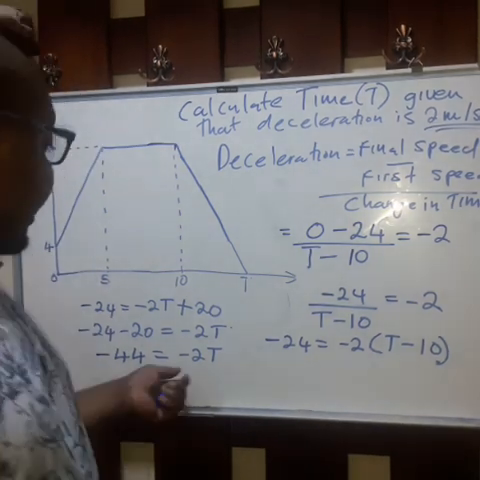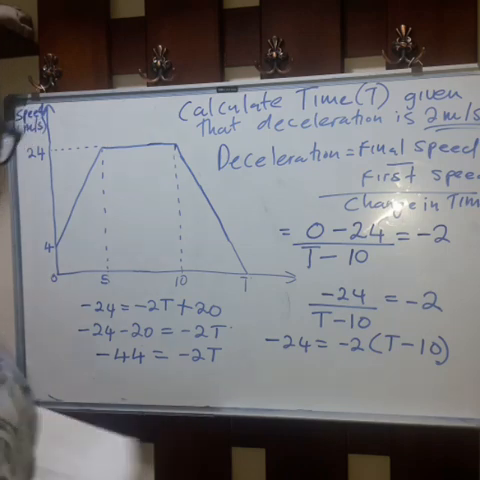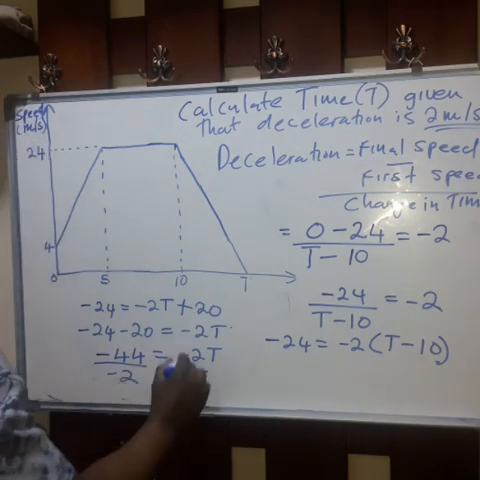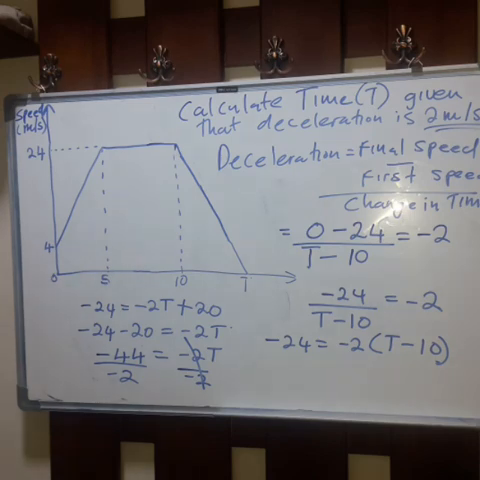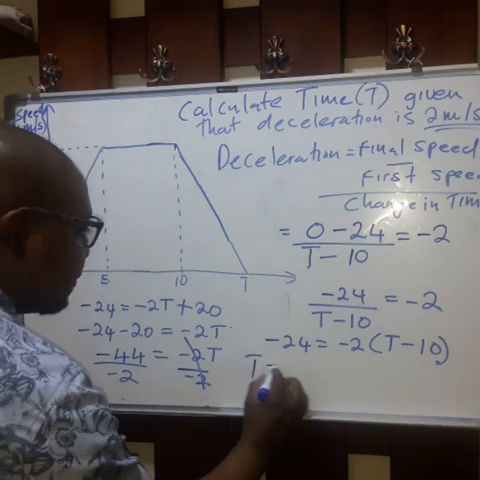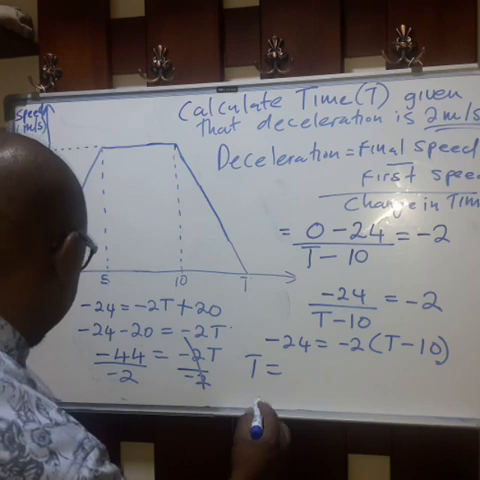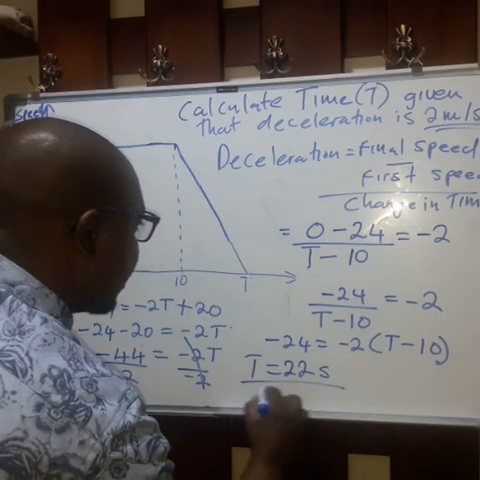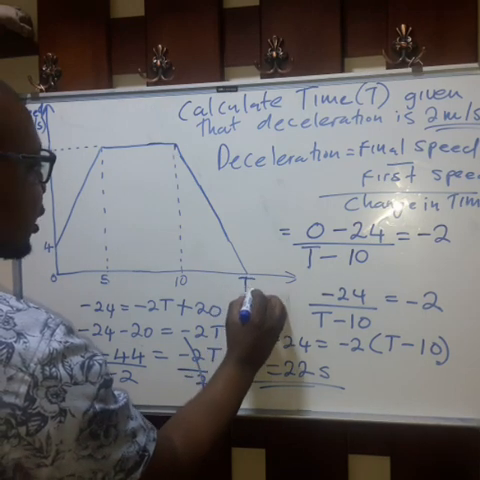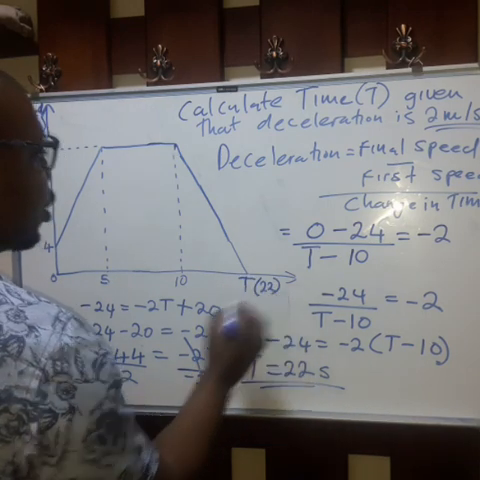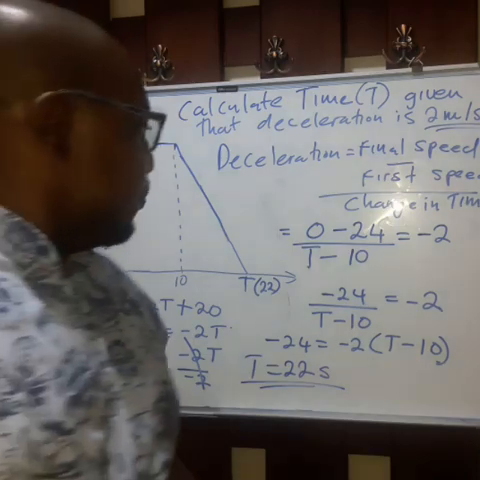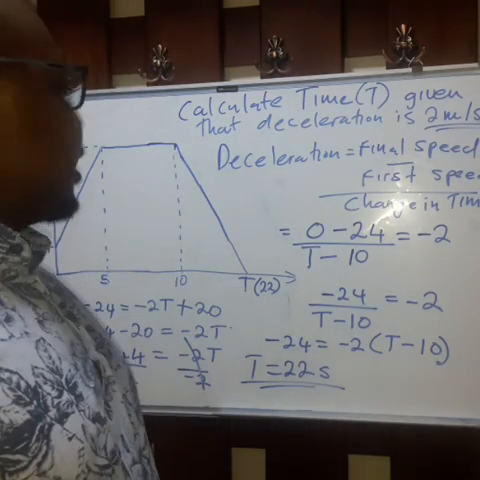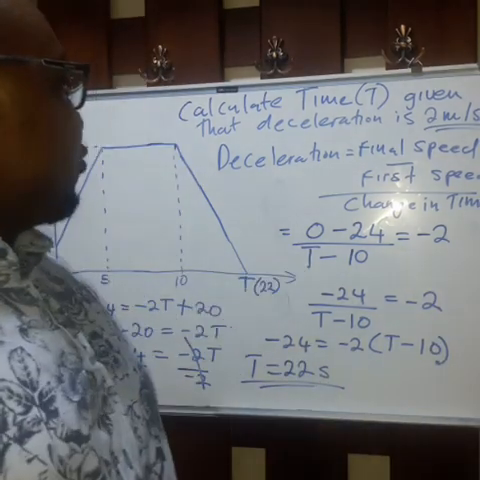How do I do that? I divide both sides by minus 2. So if I divide by minus 2 and I divide by minus 2, I cancel on the right side. We see that the time t is equal to 22. So 22 seconds, okay? So here the value for t is 22 seconds. So that's how you calculate the value for t, right? I hope you understood this part, right?